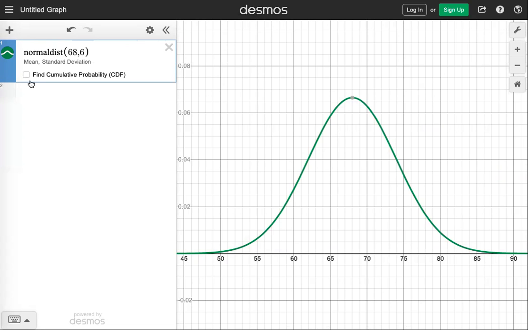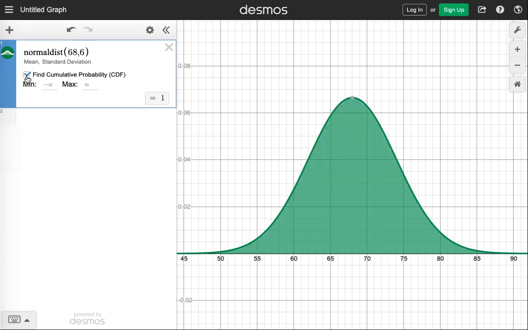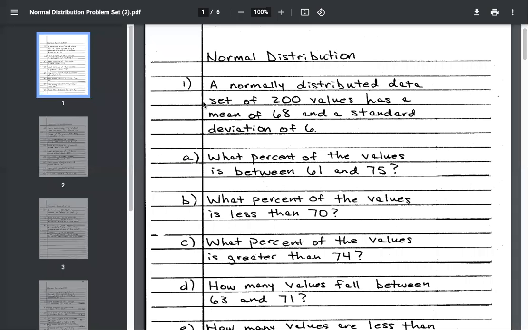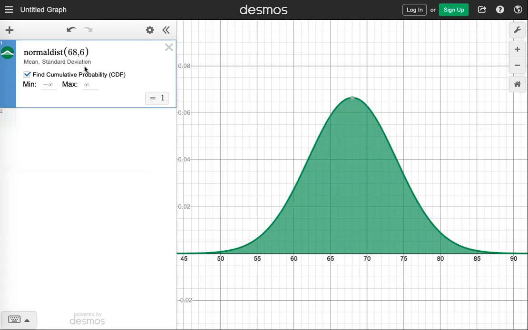What I want to do is check the box that says find CDF. Once I click that box, the whole area under the curve will be shaded. So now I have a minimum and a maximum. I'm going to follow question A. Question A says, what percentage of the values is between 61 and 75? Since we're going between 61 and 75, the minimum is going to be 61 and the maximum is going to be 75. So for my minimum, I'm going to type in 61, and for my maximum, I'm going to type in 75.